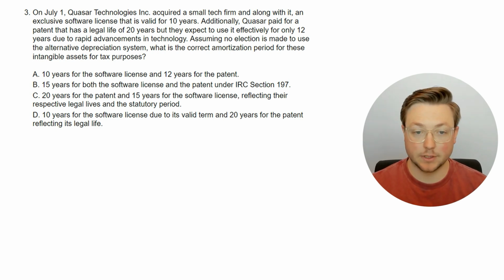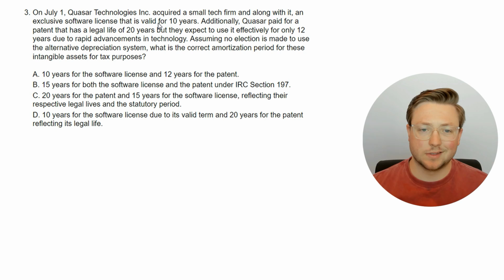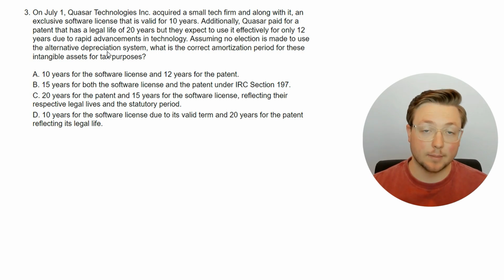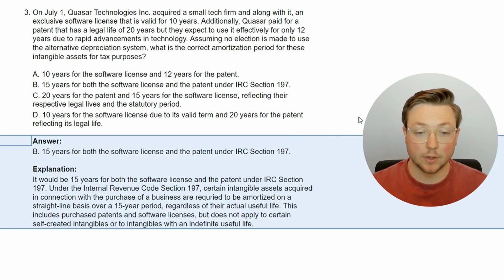assets for tax purposes? This one could be a little bit confusing because we're thinking, well, it says it's only valid for 10 years, and this one's only going to be usable for 12 years. So wouldn't it just be that? But maybe there's something different when it comes to tax purposes. So take a second, read it through, make sure you understand it. Maybe you already know the answer. And when you're ready, come back. We're going to look at the answer. All right, let's go ahead and look.